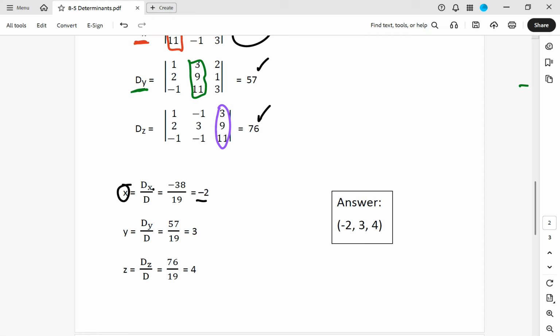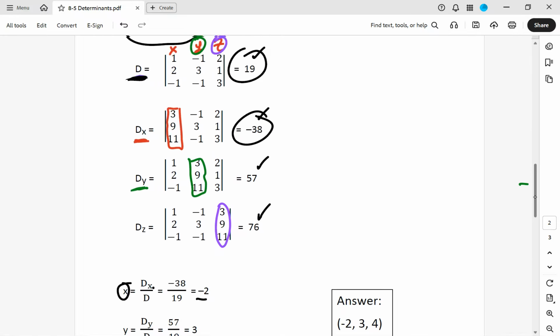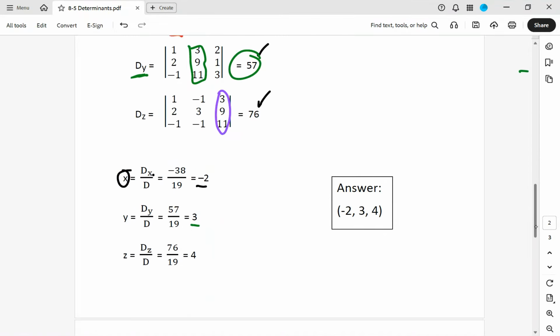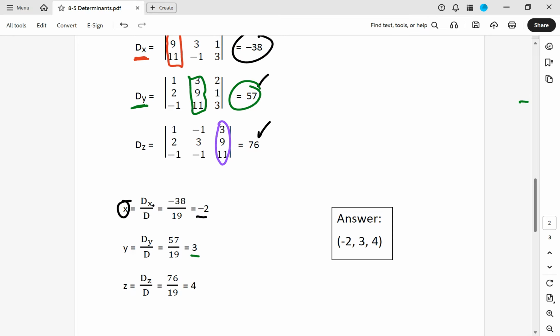And then, I'll try this one. This one here, oh no, I'll go back to the green now. For the y, we're using the 57 over the 19. And you can see what comes next. Then the z one uses the 76 over the 19, and we get 4. But don't answer it this way. You have to answer it as a coordinate point because it's where 3 planes are meeting.